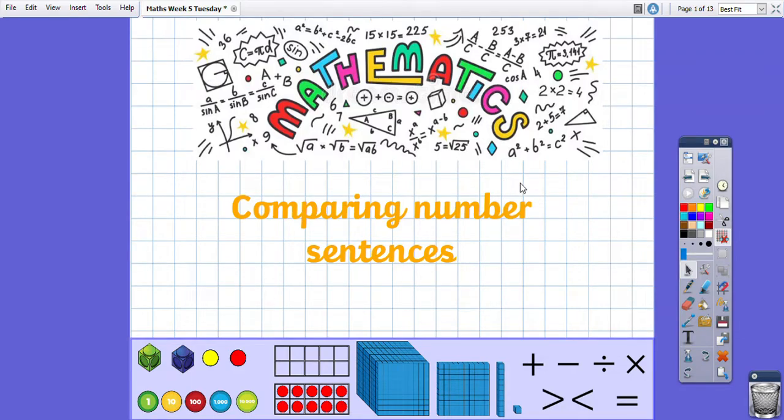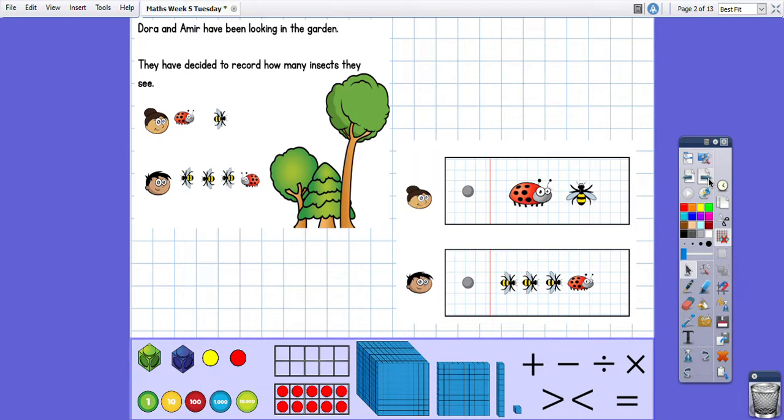Good morning, Year 2. It's Tuesday today and we are comparing number sentences. Now, I've just opened my flip chart and I've forgotten to do a brain warm-up. Silly Miss French, but I promise there'll be one back tomorrow. So let's get straight into our comparing number sentences today, okay?